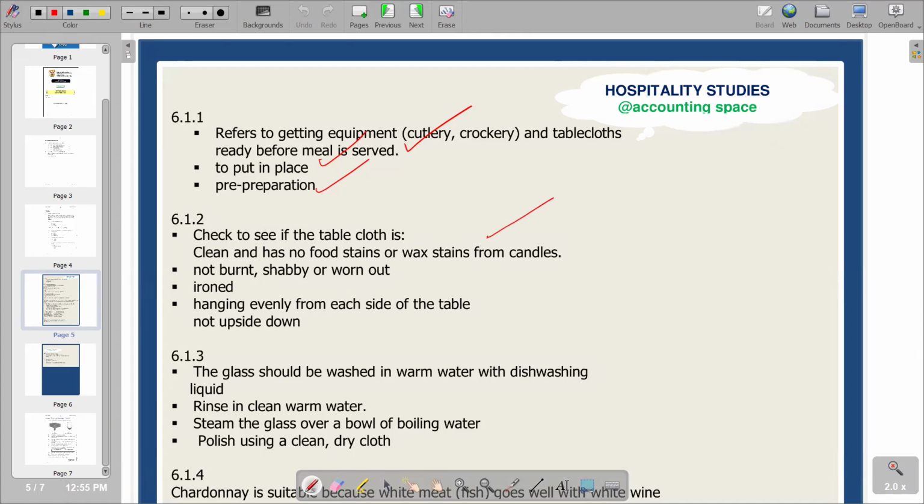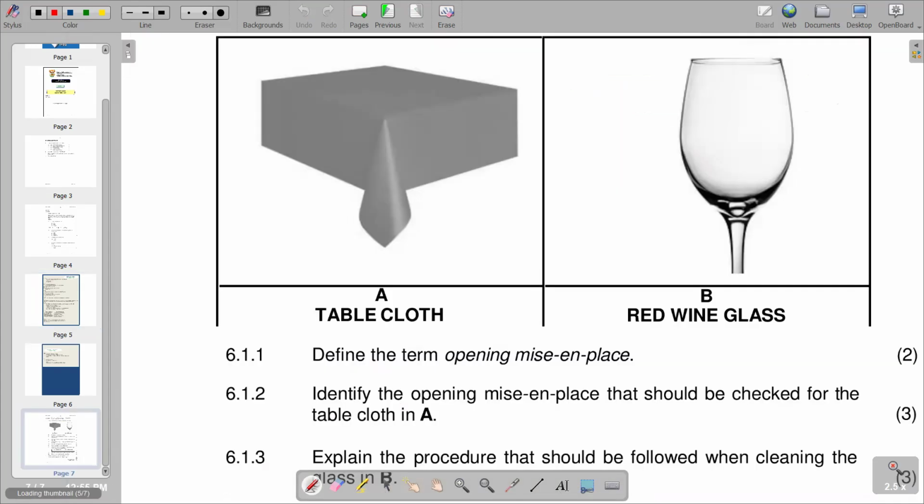And also to check that it is not bent, shabby, or worn out, or to check if it's ironed or hanging evenly. It should hang evenly from each side of the table, not upside down. So it should not be upside down. So you can just pick according to the points that we have. Remember our question has got 3 marks. So obviously, if you raise on average 2 points, you can get all your marks.